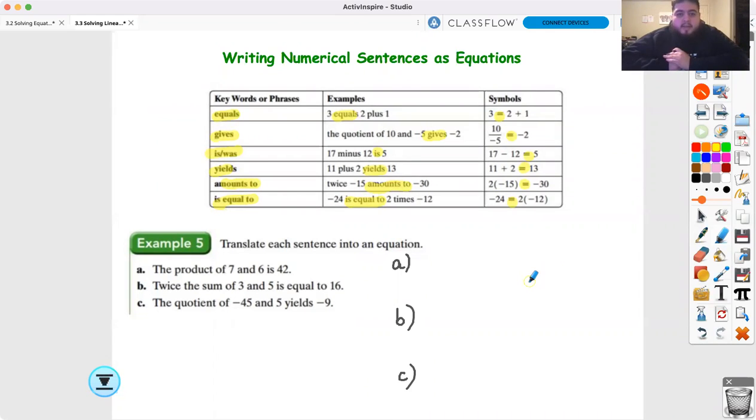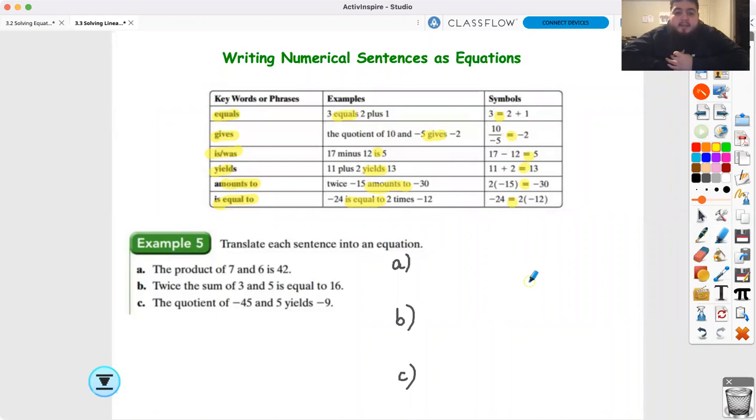All right, the timer's almost up, but before I jump into the example, does everyone see how the keywords and phrases of equals could be turned into an expression before it's turned into symbols, like 3 equals 2 plus 1, or the quotient of 10 and -5 gives -2? Just realizing that those keywords symbolize the equal sign.